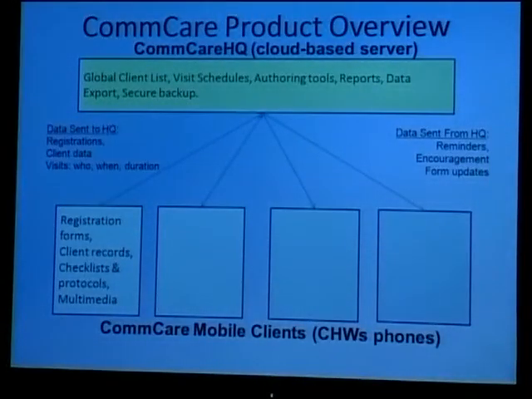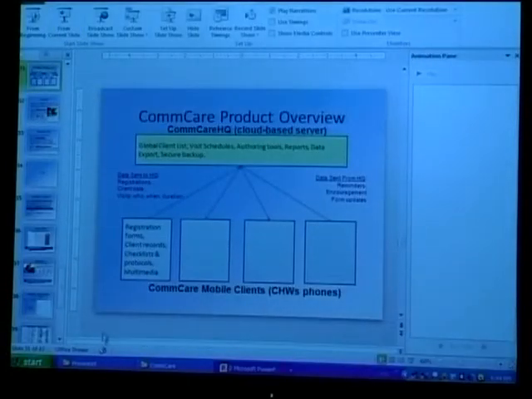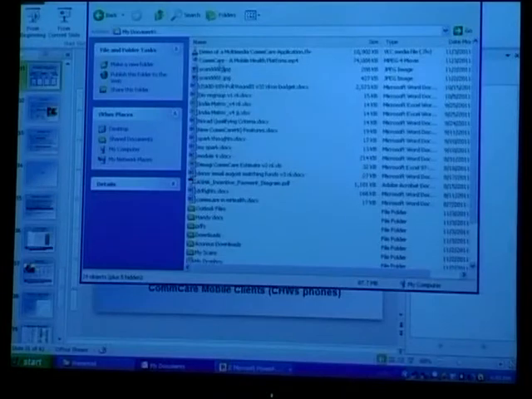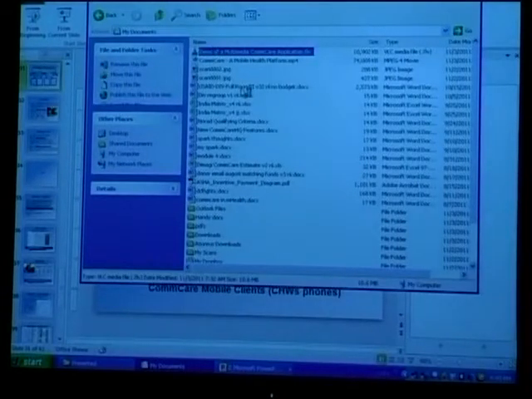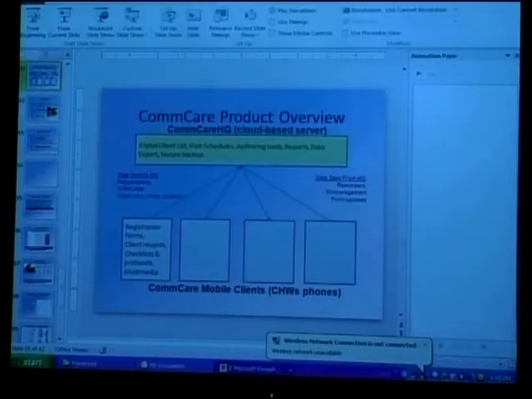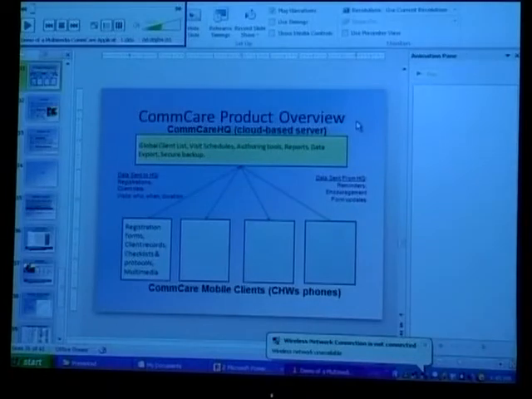And I'm going to shift to a video. It might take a second to run. So let me, ignore my messy desktop. But CommCare has two big components.